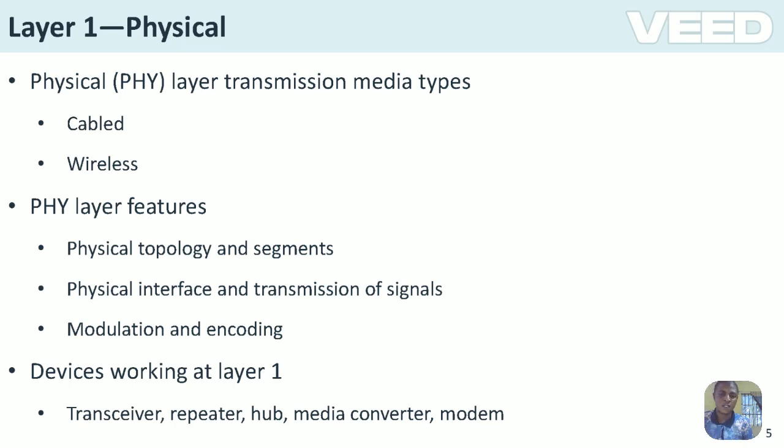We have the physical interface and transmission of signal. So are we using cable or are we using wireless? It depends on the kind of signal you want to transmit.